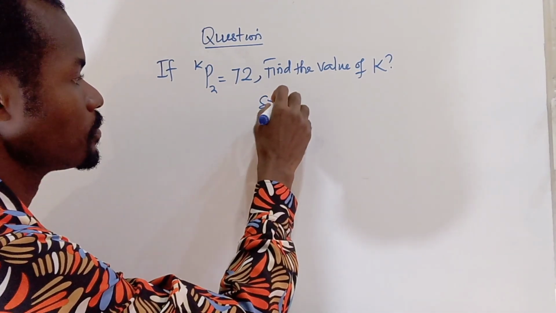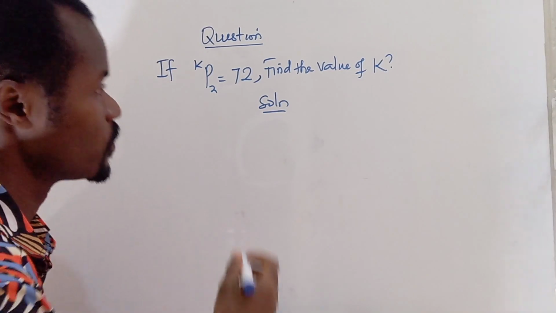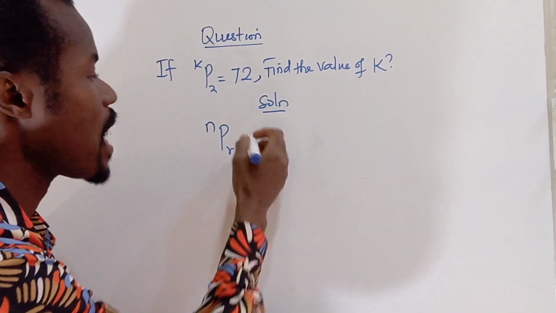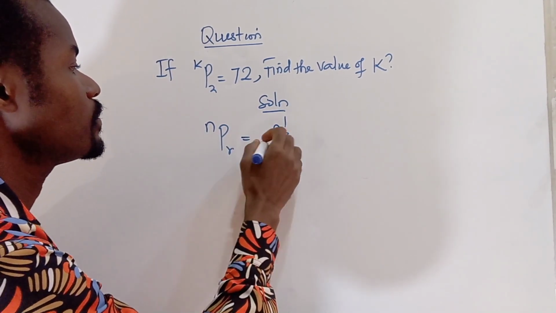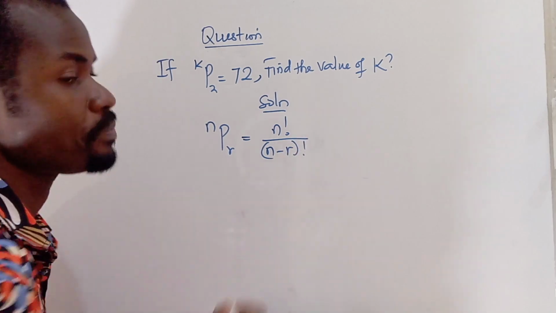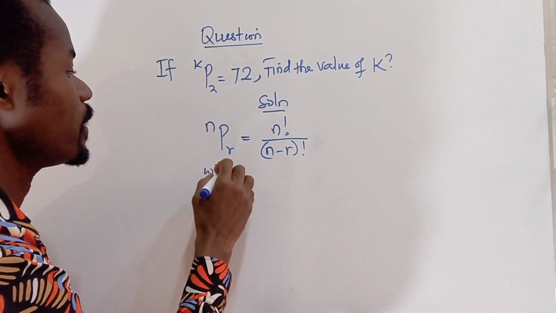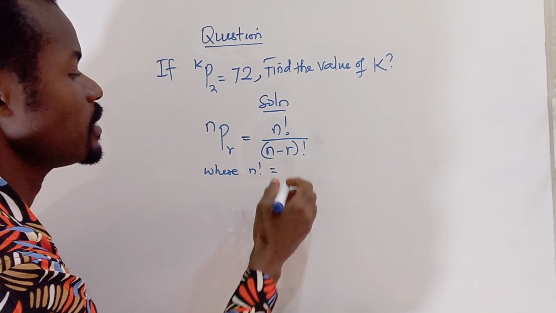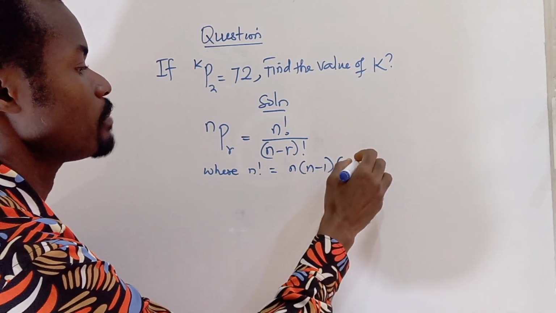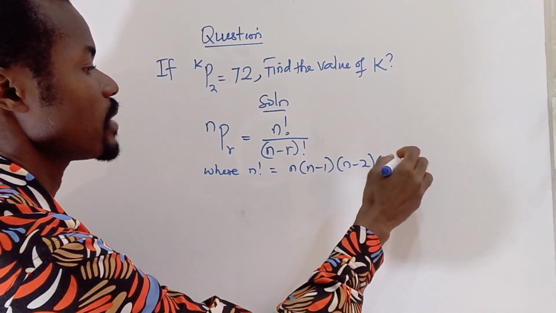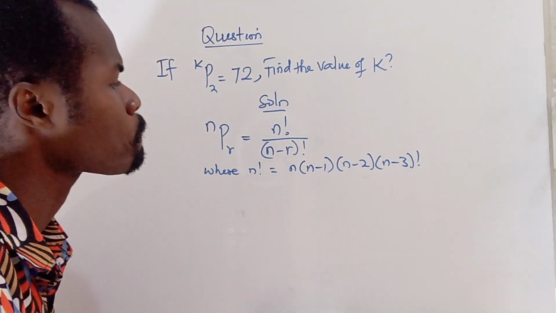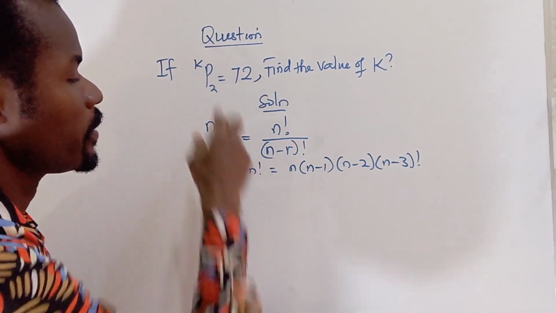Alright, solution. The first thing is we want to recall our permutation formula. If we have n permutation r, it means n factorial divided by n minus r factorial, where n factorial means we have n multiplied by n minus 1, multiplied by n minus 2, multiplied by n minus 3 factorial, and so it goes. So we are going to apply this here.